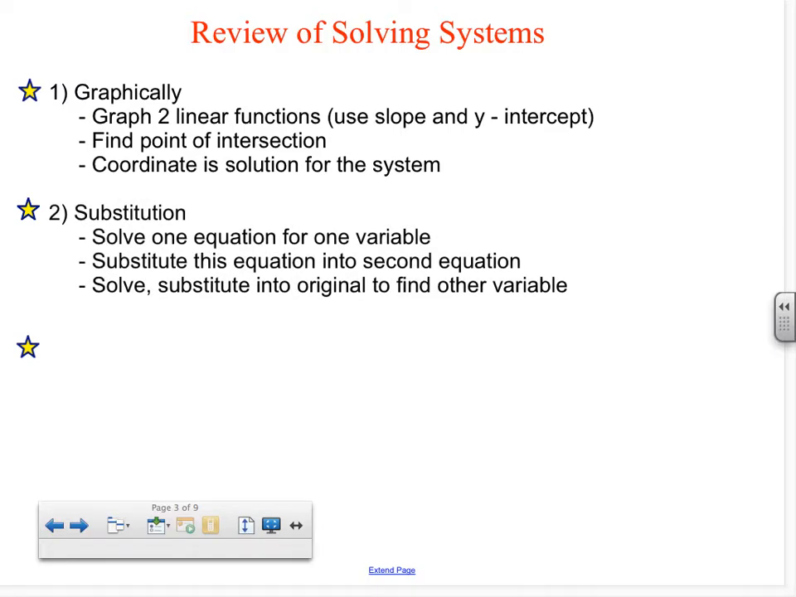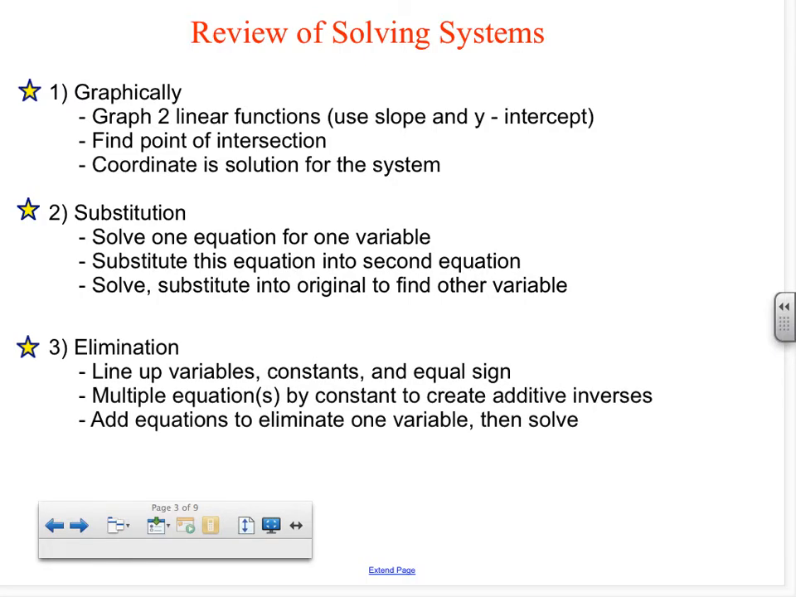We can use an algebraic technique of substitution, where we solve for one variable and substitute it in the other equation. You wouldn't want to substitute into the same equation. Substitute into the other, and then you're eliminating a variable, so you can solve a one variable equation and then take that answer and find the other value by substituting once again.